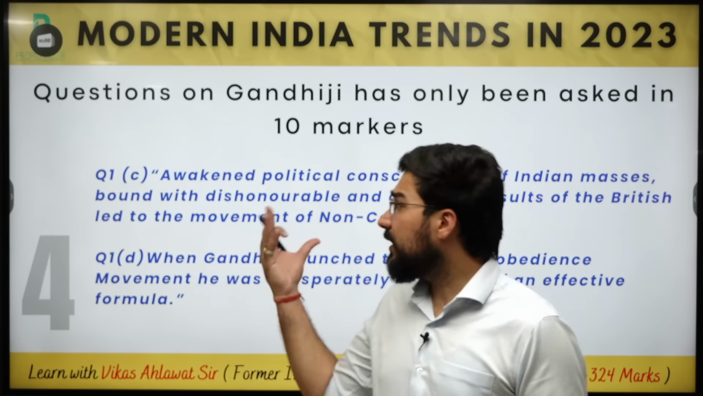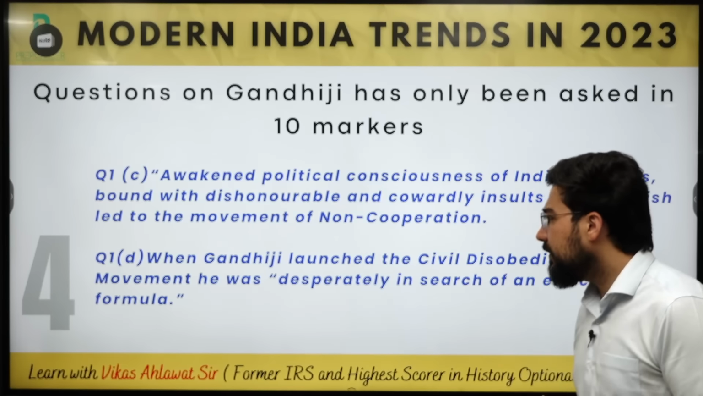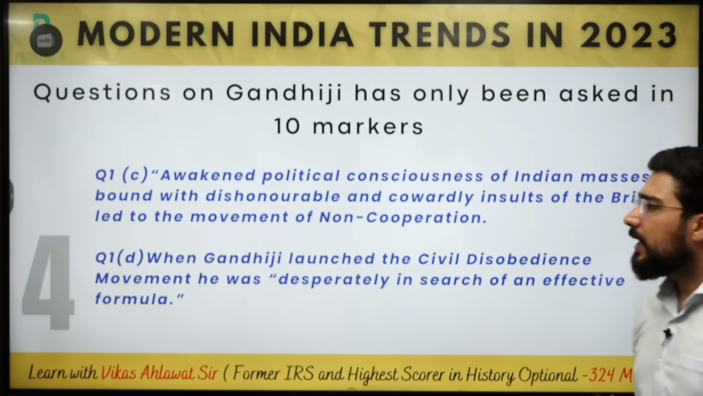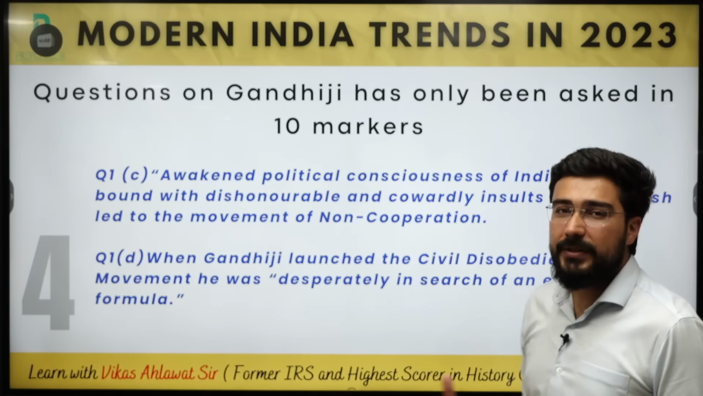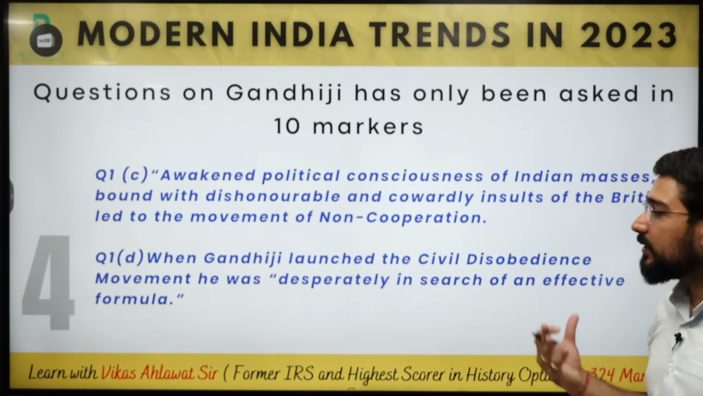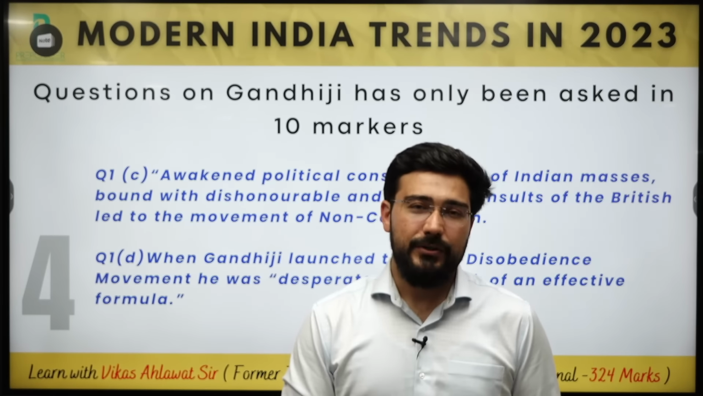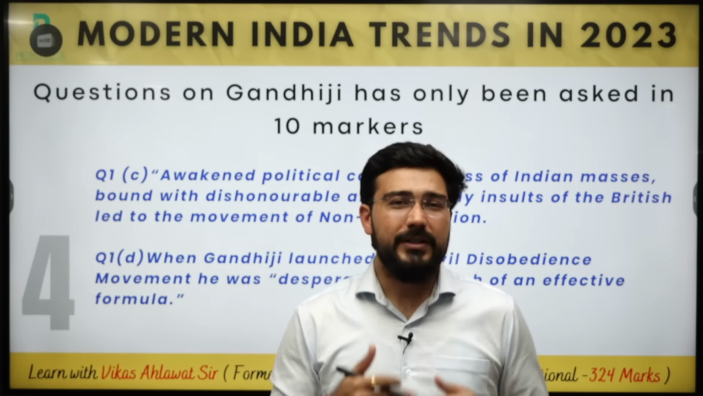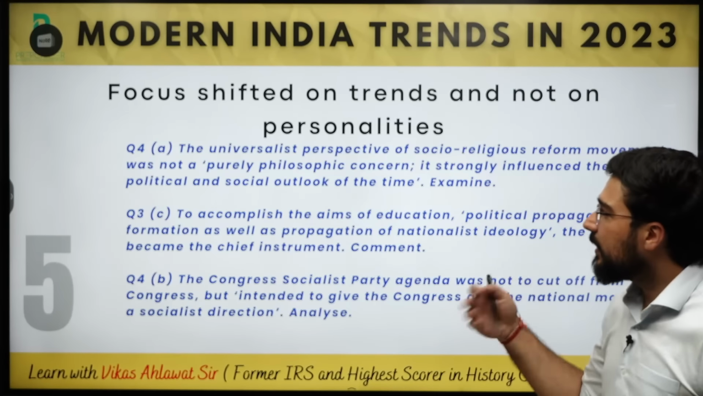One was a very straightforward question about the circumstances. But the second question, which talks about the civil disobedience movement, is a debate-specific question. Was he looking for a specific kind of formula which can help? Was he desperate for a formula that could work in the fight against the British? So it's a debate-specific question. You cannot write a very singular, linear kind of answer for this. So questions on Gandhiji have continued.